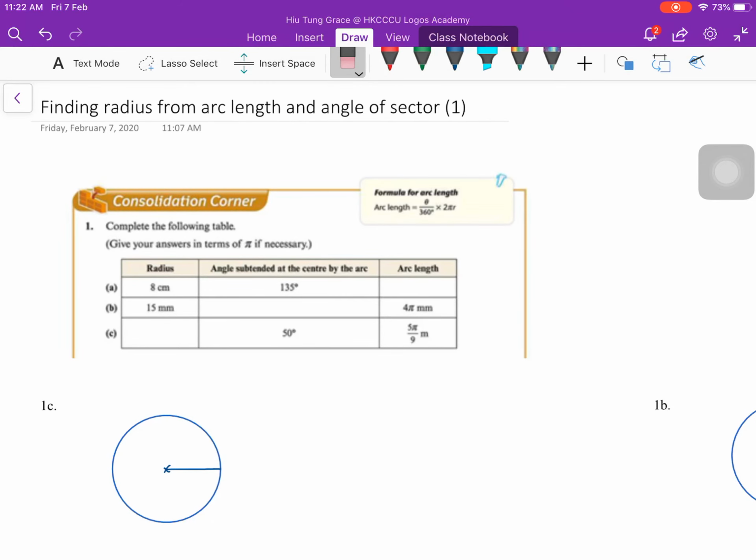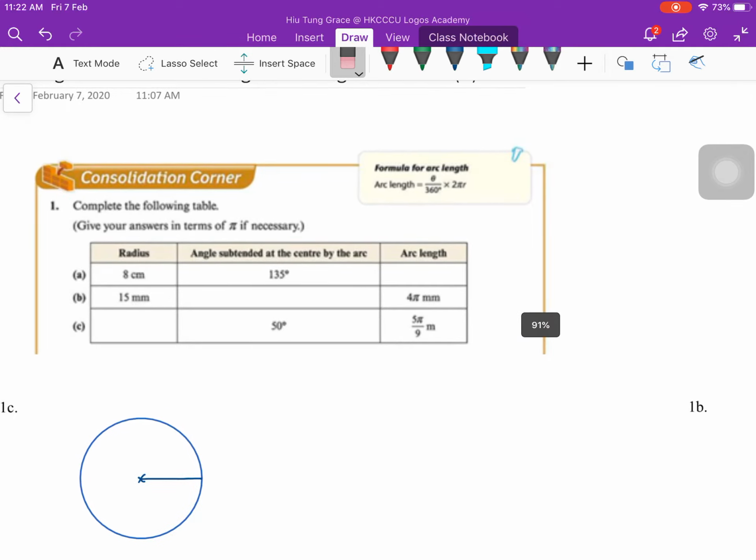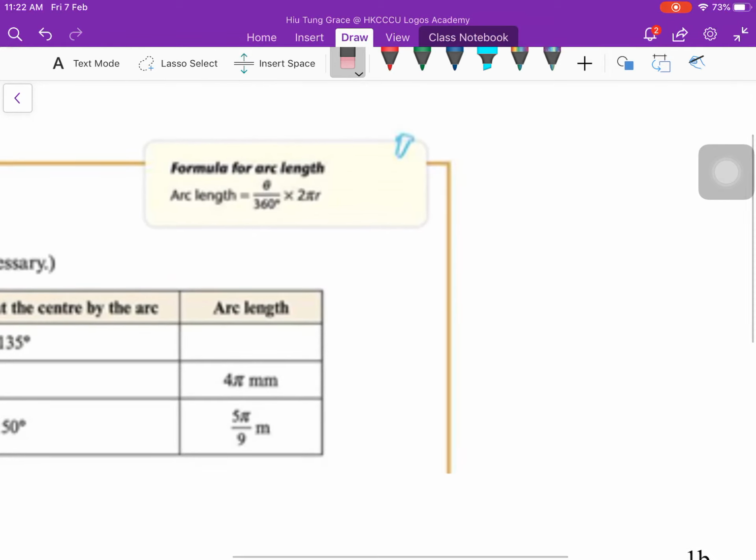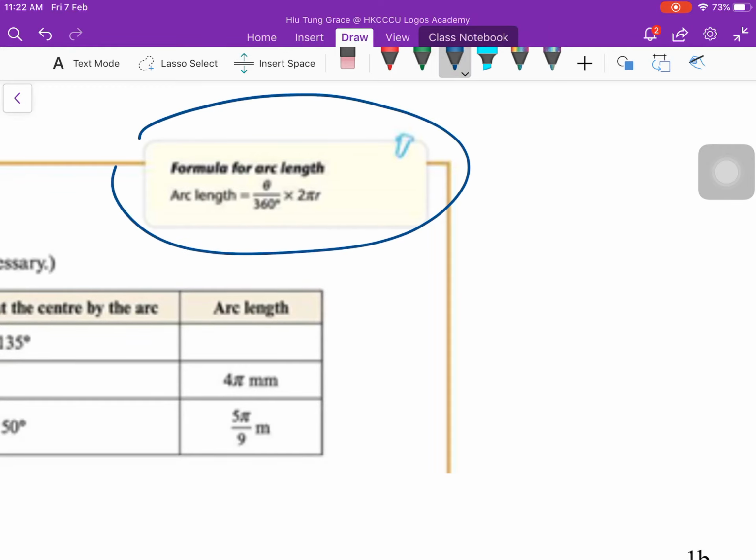Hello students, today we're going to talk about how to find radius from arc length and angle of sector. So recall how to find arc length. Well, when you are given a sector, it is part of a circle. So let's say this green part of it, we call it a sector.